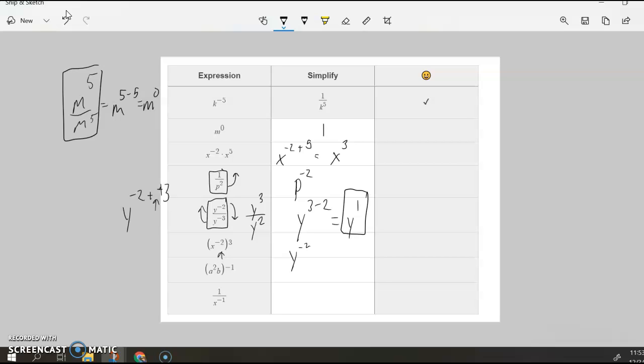We have y to the negative 2 times 3, which equals y to the negative 6. If I wanted to write that without a negative exponent, remember, we would move it to the denominator, so we could have 1 over y to the 6th power.